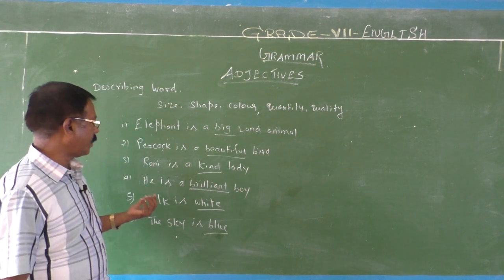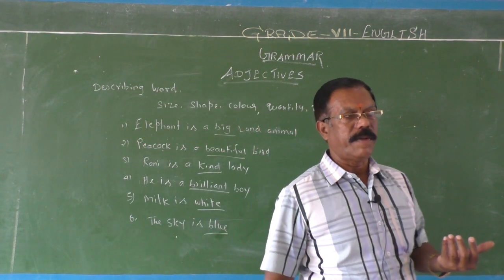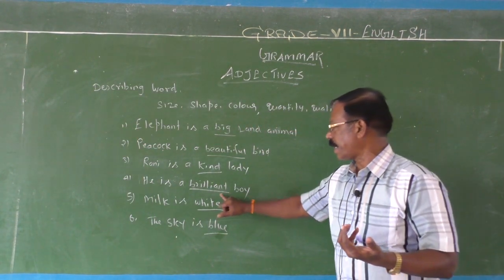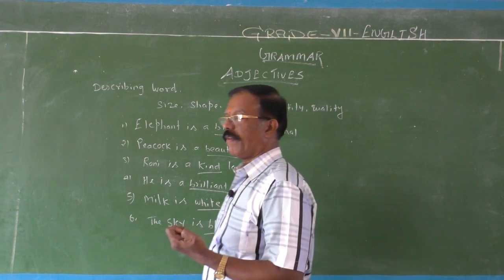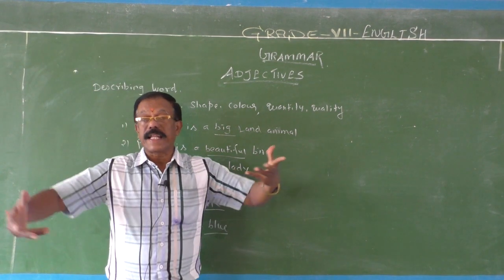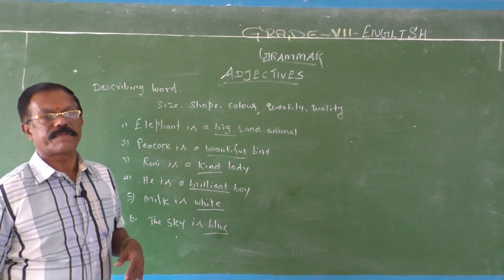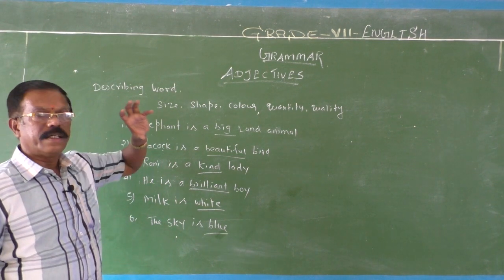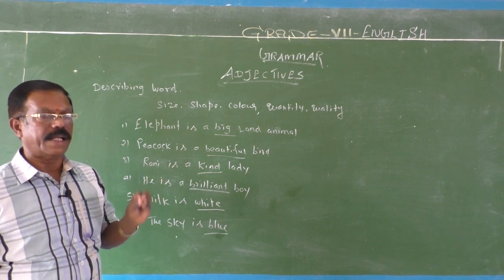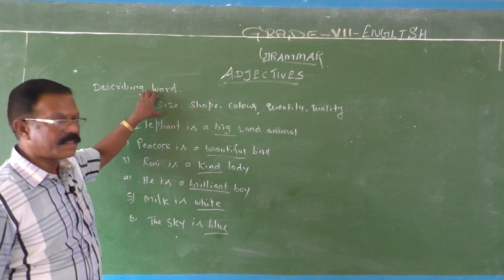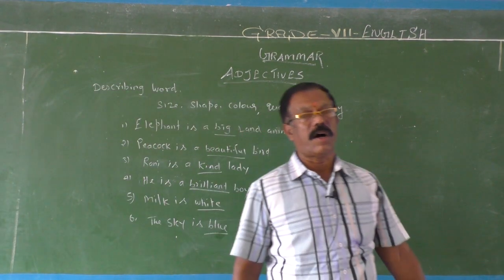In the fourth sentence, he is a brilliant boy. What kind of boy is he? The describing word brilliant describes the noun boy. Then in the fifth one, milk is white. What is the color of the milk? White. Then the sky is blue. What is the color of the sky? Blue. So adjective is a describing word. It describes a noun. It describes size, shape, color, quantity and quality also.